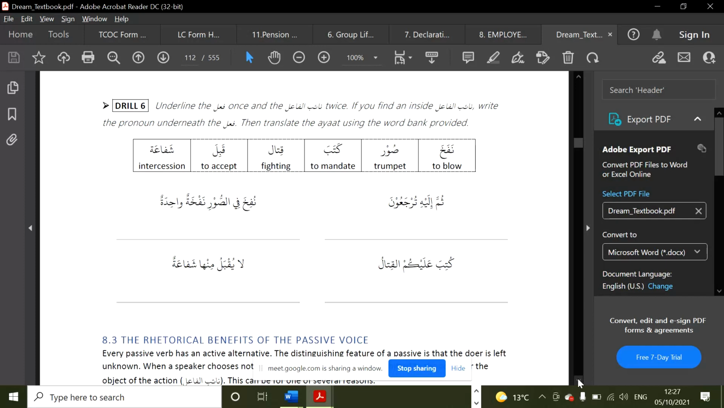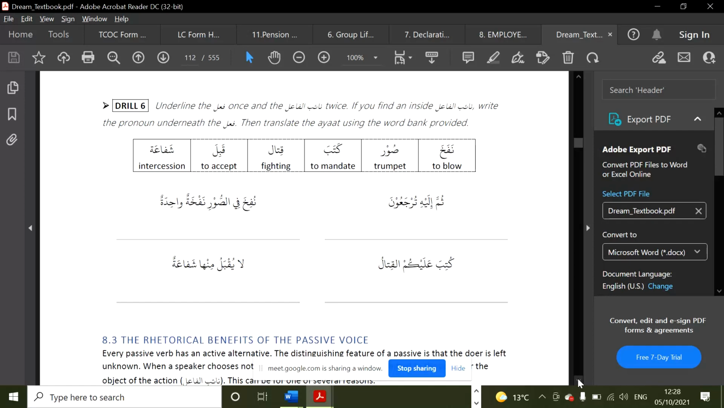So when you see a dhamma at the beginning of a fail, you have to look for whether it is a normal fail, madi mabni al majhul, or mudari' mabni al majhul, right? The giveaway is if there is alif, ya, nun, ta at the beginning. That would be mudari', the four letters. So there is not. So nufiqa is what? Is it madi or mudari'? It's a madi. So now we have to look whether it's a normal madi or mabni lil majhul.